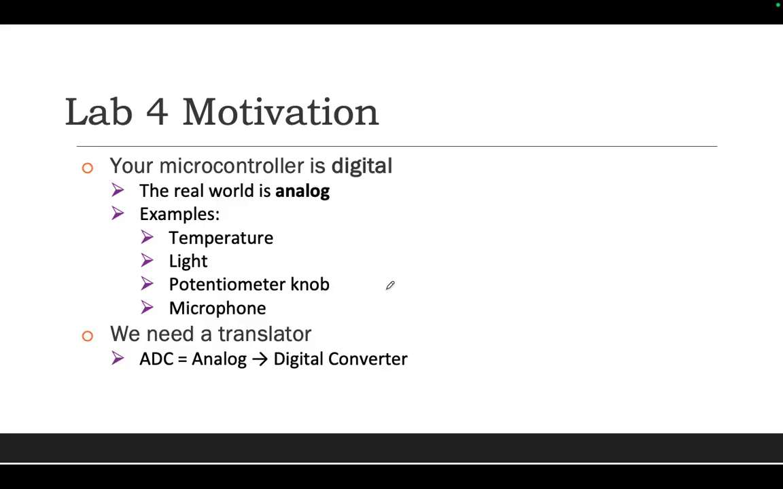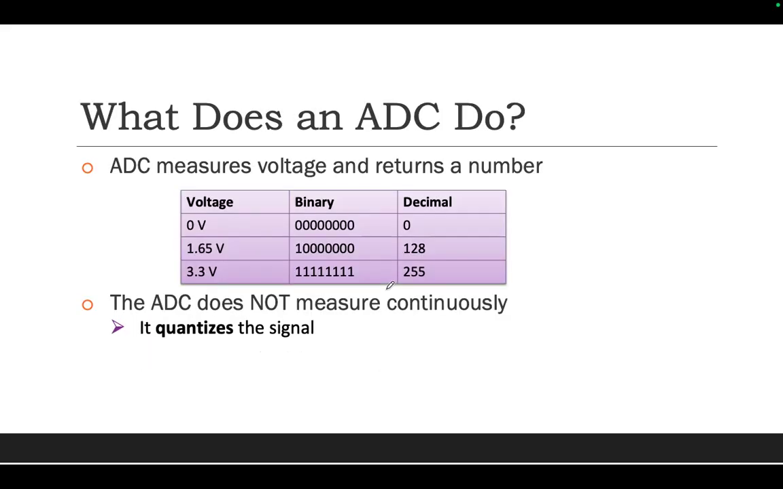So we need a translator, and this translator is the ADC. We transfer the analog to digital, and then the Pico W can read it successfully. Am I right? So this is what we will do in today's lab. Okay, then let's talk about what an ADC does.